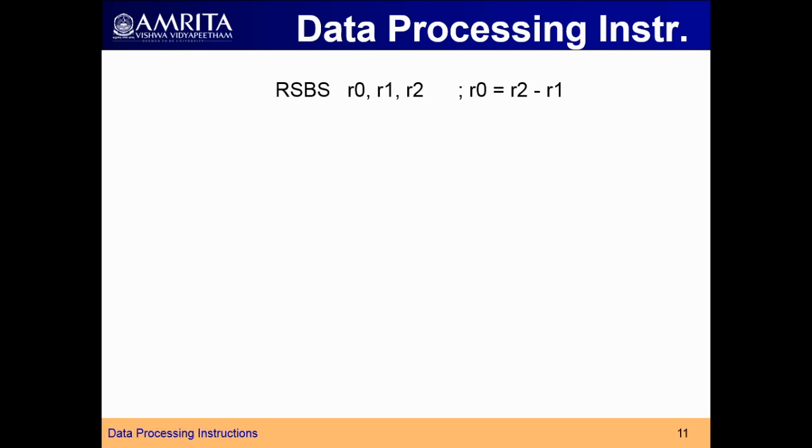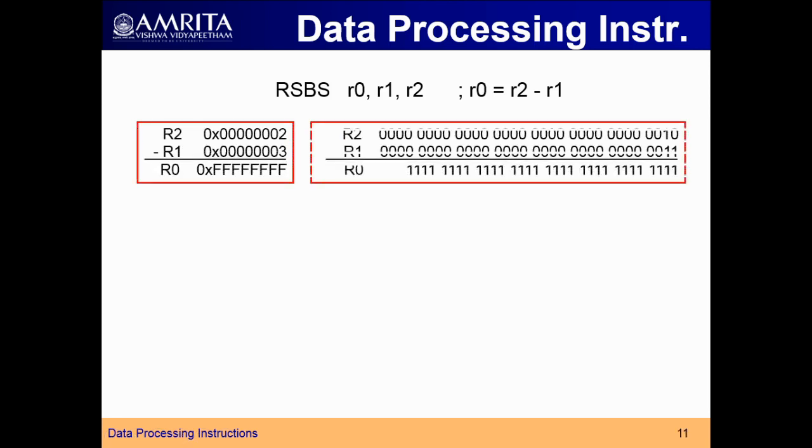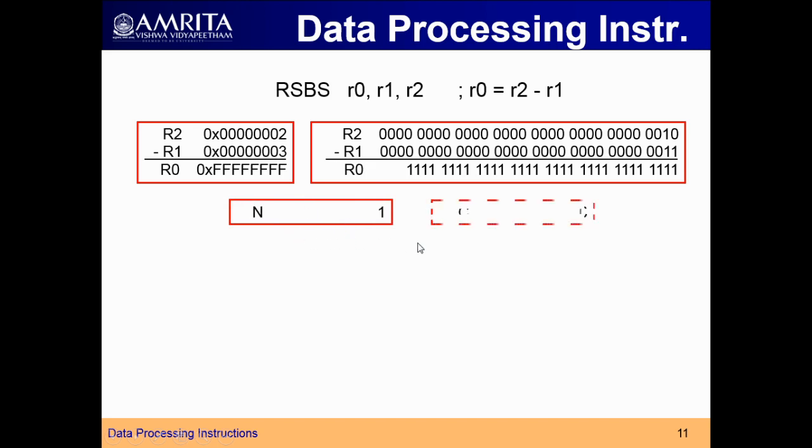So let us take the same example, right? Here you have seen that the negative flag will be set, but in addition to this negative flag, one more flag will be set. What is that? The carry flag will be set. Why is this carry flag set? I have already told that when you subtract 2 minus 3, you will get negative 1.